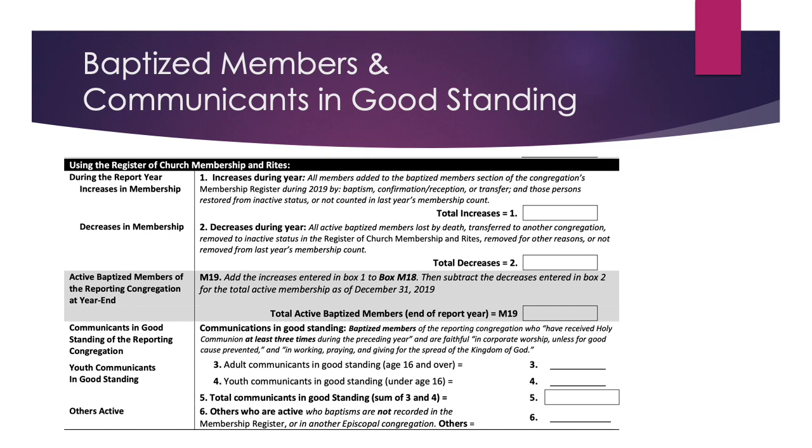Now, as I mentioned, baptized membership is the larger category, and so now you're going to report your communicants in good standing. These should be, when you combine them, a slightly lower number than your baptized members. But you count the adult communicants in good standing, as I mentioned, 16 and up, and then the youth under 16, and then you get your total communicants in good standing. So if you're doing this right, box number 5 should be slightly lower than box M19. If it's not, you need to go back through and think about how you are measuring people's status.